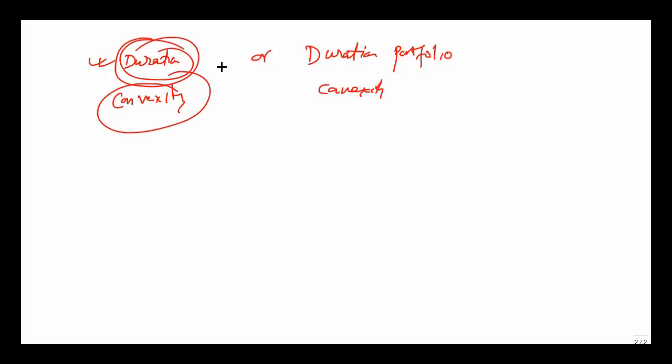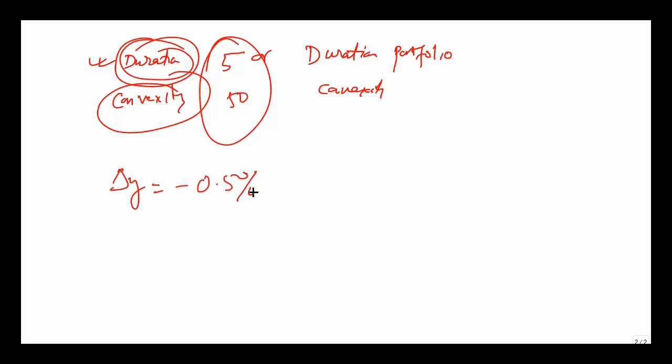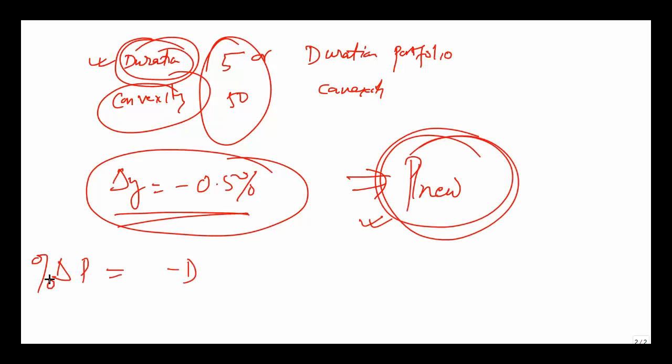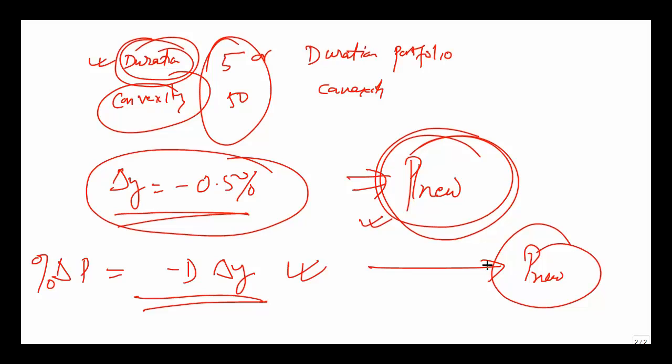So let's say duration is 5, convexity is 50. Using these two values, we can say that the change in the yield is 0.5%. It is decreasing, so we can compute the new price of the bond. The percentage change in the price is given as minus duration into del y. So you know the percentage change in the price of the bond, and from there you can compute the new price. So it is much simpler.